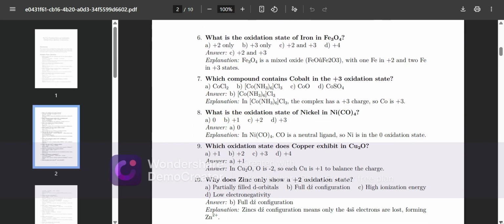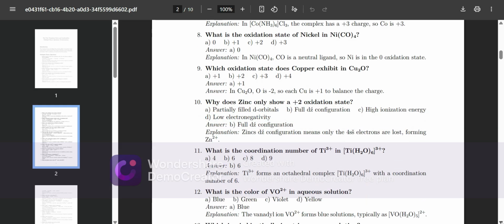What is the oxidation state of iron in Fe3O4? +2 and +3. Fe3O4 is a mixed oxide, FeO·Fe2O3, with one Fe in the +2 and two Fe in the +3 states. Which compound contains cobalt in the +3 oxidation state? [Co(NH3)6]Cl3. In [Co(NH3)6]Cl3, the complex has a +3 charge, so Co is +3.